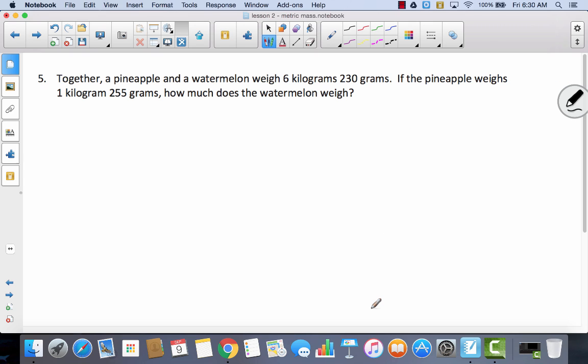All right, let's take a look at number 5. So we're going to read, we're going to draw a tape diagram, we're going to write a number sentence, and we're going to write a word sentence. Together, a pineapple and a watermelon weigh 6 kilograms, 230 grams. If the pineapple weighs 1 kilogram, 255 grams, how much does the watermelon weigh?